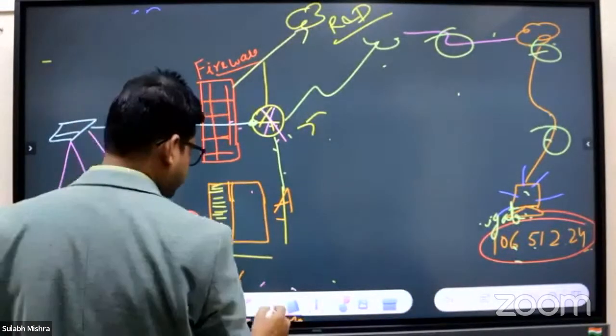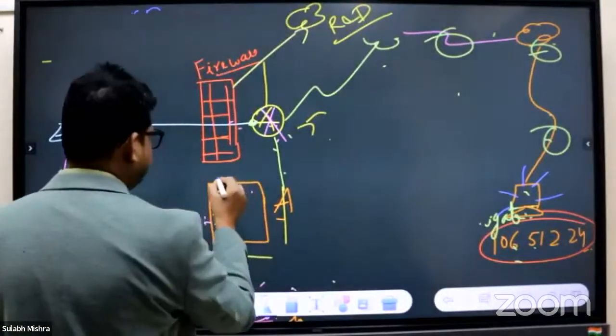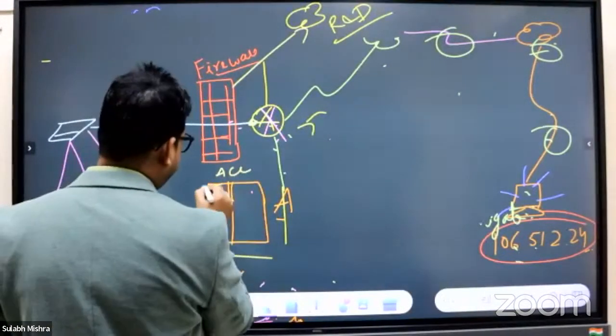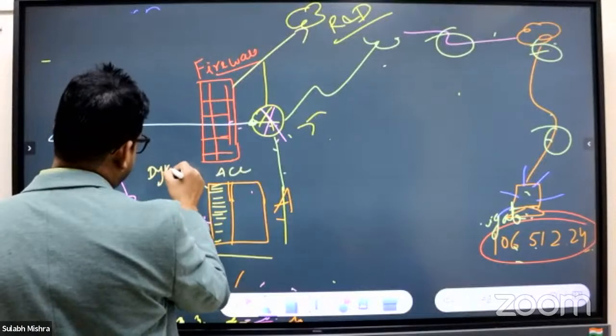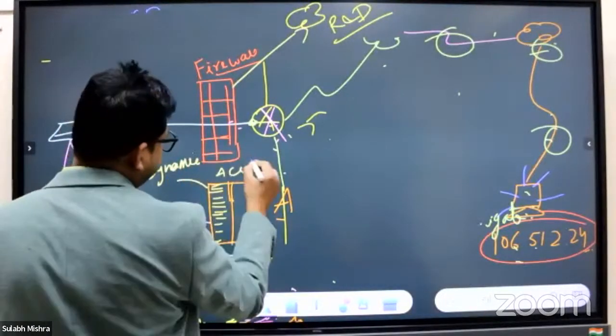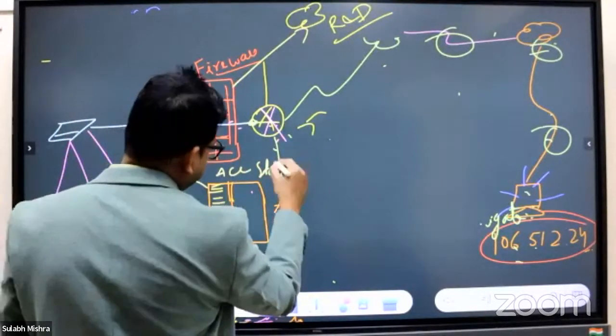So what I'm saying, dynamic list, this ACL, this is dynamic, and this is static, right?